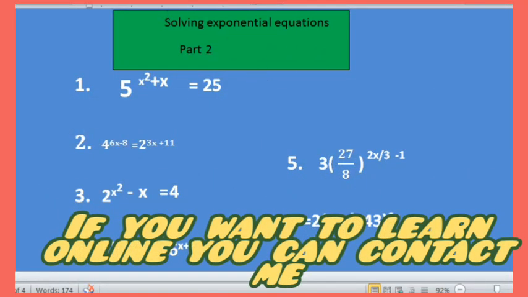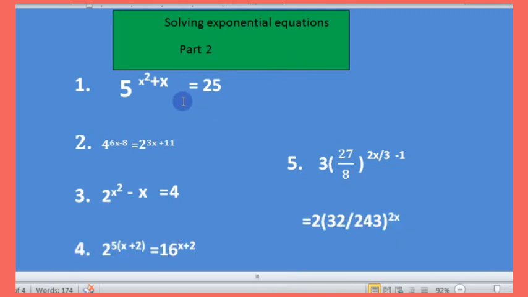Solving exponential equations, part 2. So today I have also selected 5 different problems on exponential equations, so we will be solving them together.